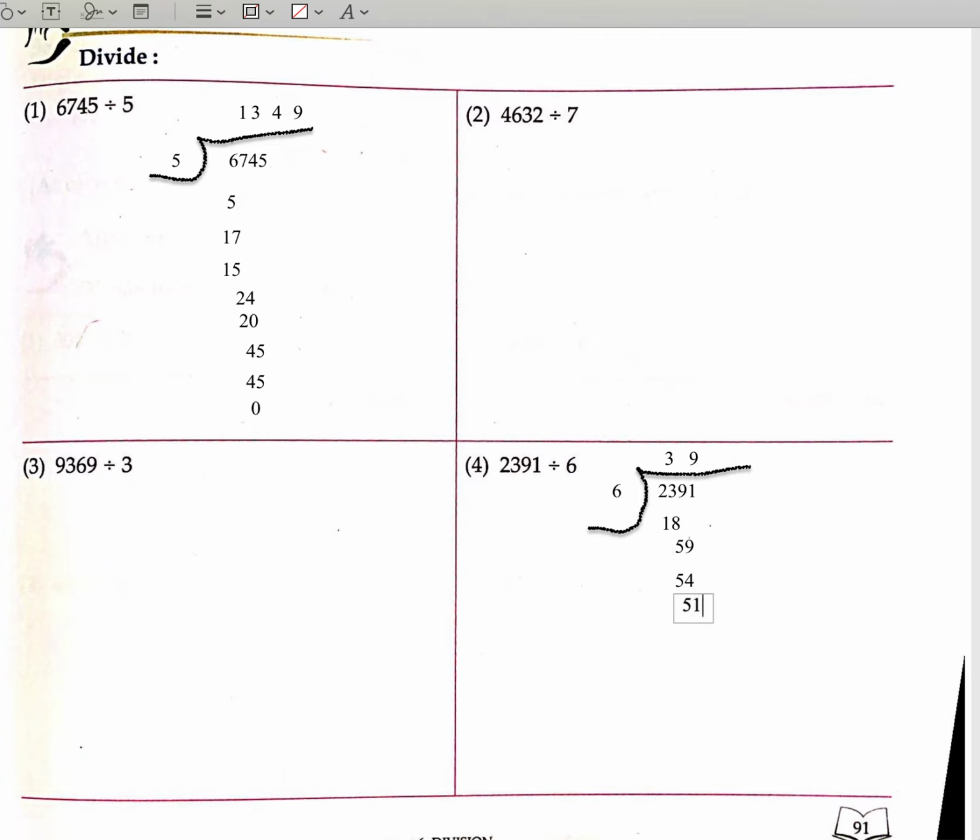and now the last number we'll bring down, which is 1. Then we will see which number into 6 is closest to 51. That would be 8. So 6 8s are 48. And we'll write 8 here. So 51 minus 48 is equal to 3. So in this case, the remainder is 3, and the quotient, which is the answer, is equal to 398.